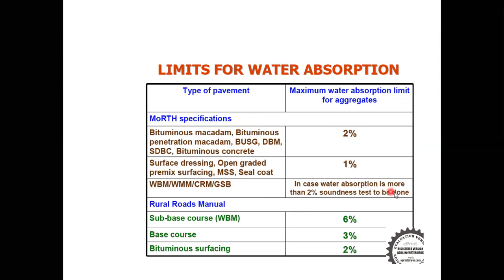So in case the water absorption is more than 2%, a soundness test is to be done. If it is more than 2%, obviously you can't throw the aggregates away, but go for the soundness test and check it out. In the Rural Road Manual, 6%, 3%, 2% is given for sub base, base course and bituminous surfacing respectively. Okay, these are the standard values.